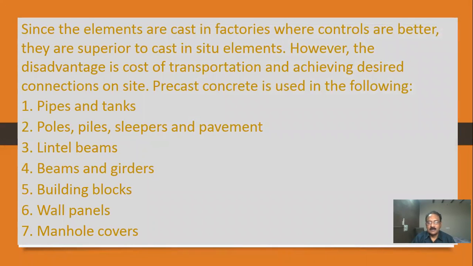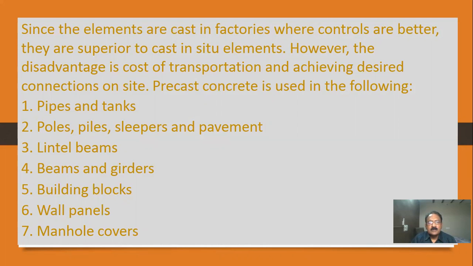What are the uses? Generally, these are very useful. The only thing is the transportation cost is more. As you know, what is the unit weight of RCC? 25 kilonewton per meter cube. So for 1 cubic meter, 25 kilonewtons. It's very, very heavy. So transportation is the only problem, but for small structural elements it's not a problem, like pipes and manhole covers. These you can transport easily.